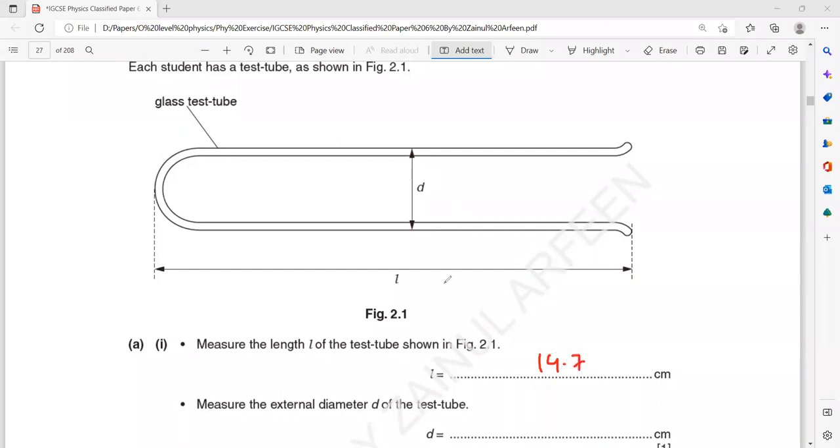So the length is 14.7, and the diameter, when you measure, you're getting 2, but the answer from the marking scheme is 2.5. But as I mentioned, you don't have to copy the answer, as you will not have the marking scheme in exam. You will use your scale or the ruler and measure the length and the diameter. We will measure from tip of the arrow, both sides. Here also from tip, we'll measure this diameter, the external diameter, and we measure the length.